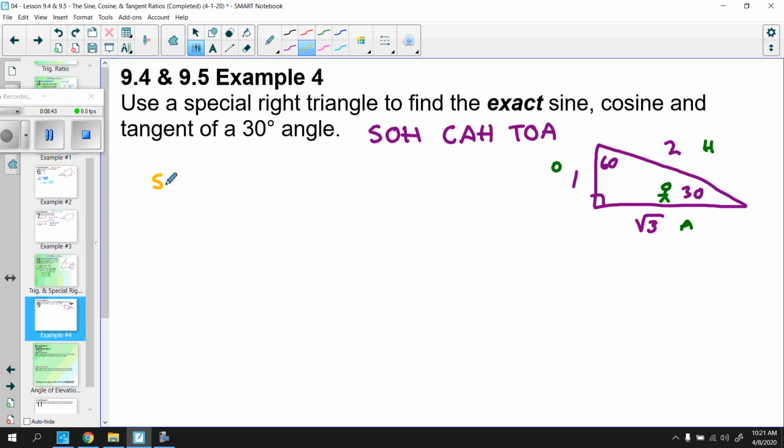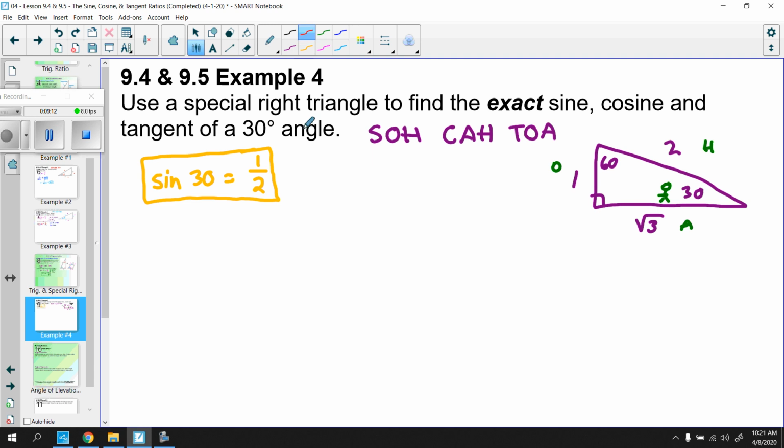Let's start with sine. So the sine of 30 degrees is found by taking the opposite length, which I've already labeled as 1, over the hypotenuse length, which is 2. And here's an example of one that there's nothing else to simplify. The sine of 30 is 1/2. No calculator needed. Every 30-degree angle has a sine of 1/2.